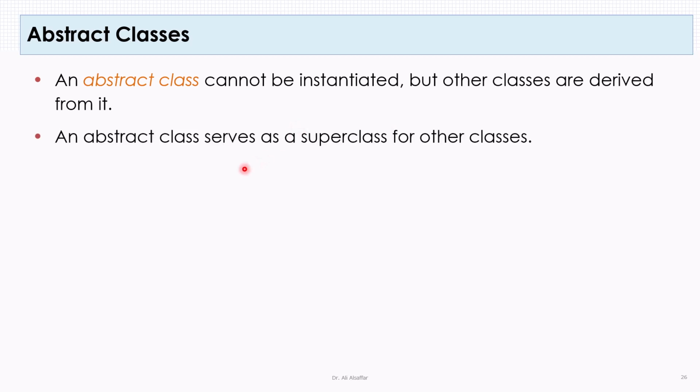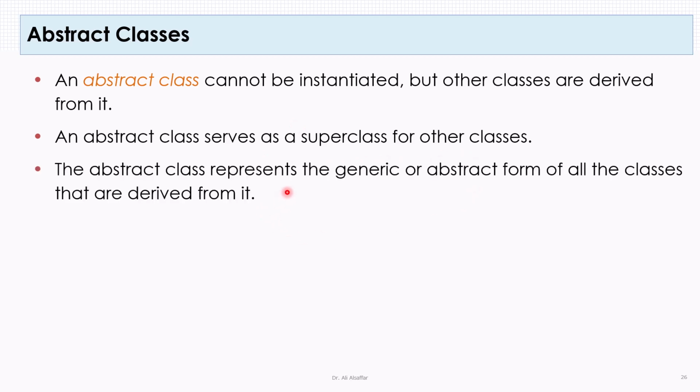So an abstract class serves as a superclass for other classes. The abstract class represents the generic or abstract form of all the classes that are derived from it. So this is like you define a generic class, you put all the data for this generic class, and you use it only for extension. You don't use it to create objects from this class.